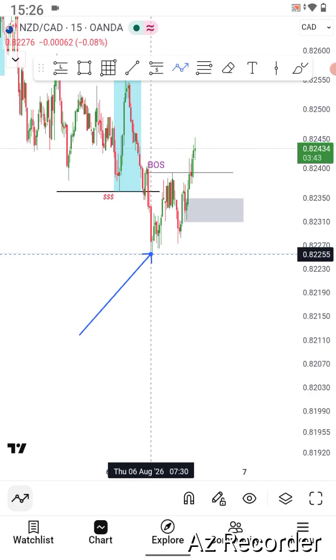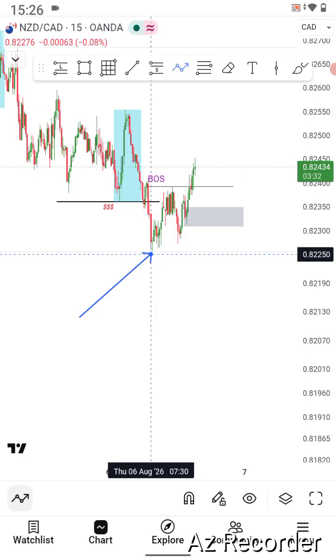Are you seeing it now? Although you may want to see it as a fresh setup, this is a confirmation entry for me. It's not my exact kind of entry. What I'm doing here is a confirmation entry.